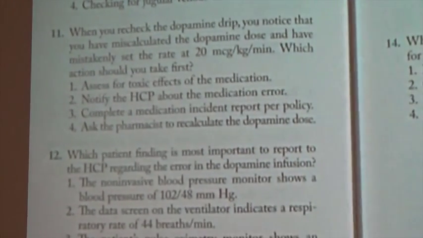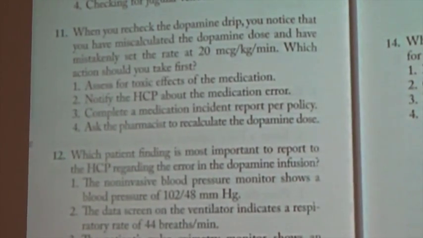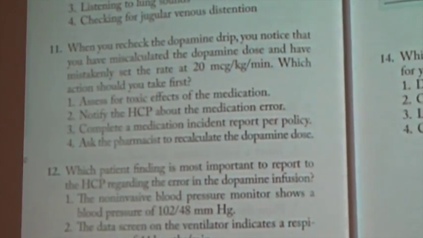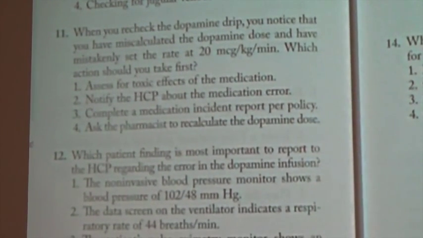Question 11. When you recheck the dopamine drip, which I don't remember us even putting her on a dopamine drip. No. When I was reading this before, I was like, so anyway, apparently we started a dopamine drip. You notice that you have miscalculated the dopamine dose and have mistakenly set the rate at 20 mics per kilogram per minute. Which action should you take first?